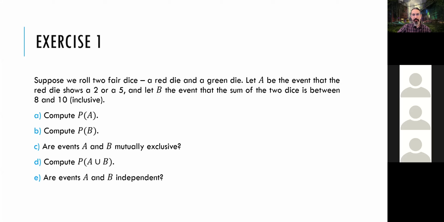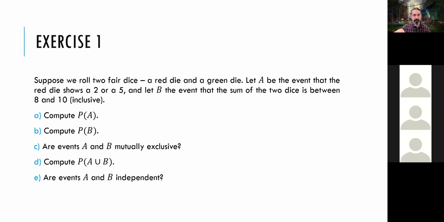Now, are events A and B mutually exclusive? To be mutually exclusive, they shouldn't have any common outcome. But, for example, let's start with event A. If we roll the 2 with the red die and a 6 with a green die, the total will be 8. So, no, there is at least one common point. And if we find all the common points, which is 5 and 3, 5 and 4, 5 and 5 as well, which makes a total of 4 common outcomes, we can see that A and B actually have an intersection with a probability of 1 over 9.